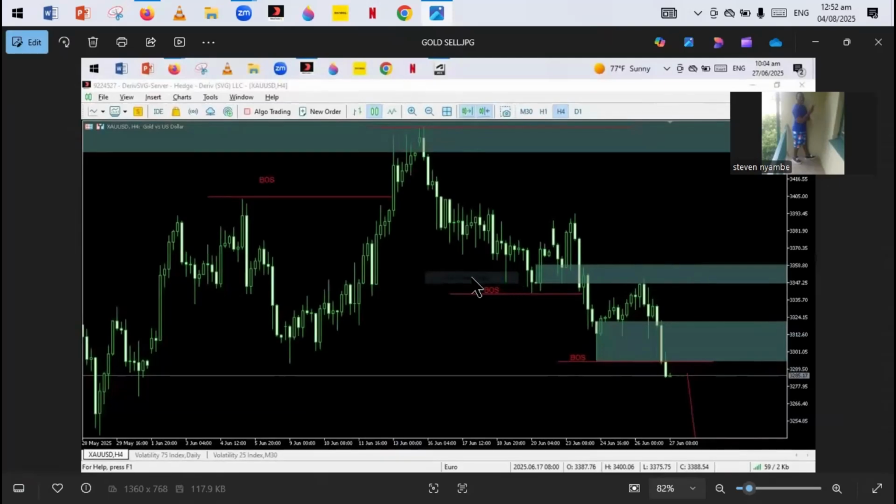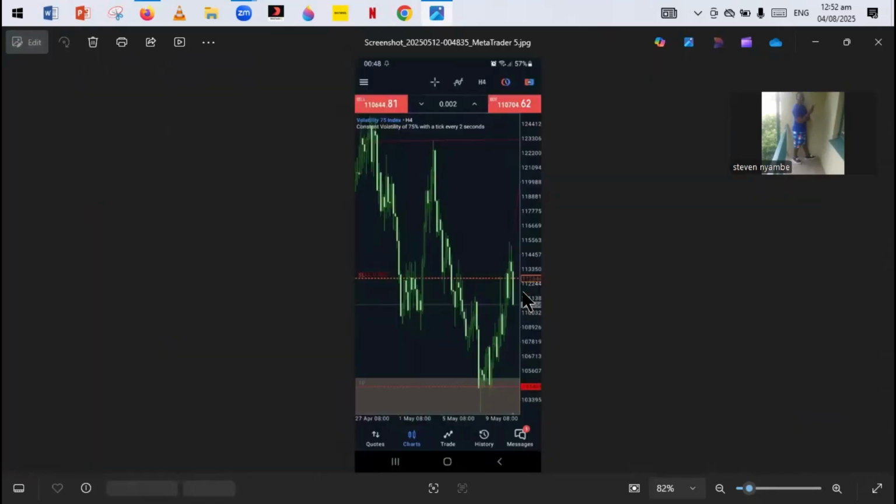This is just an illustration of gold. So price broke structure, and when price breaks structure, it will always go back to tap into the order block which caused this break of structure. So this was a trade I took on VIX 75 using the same strategy.